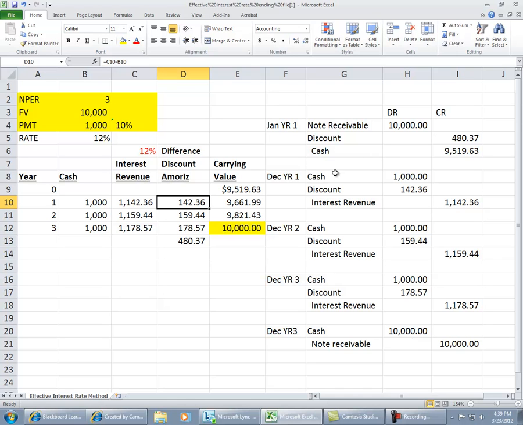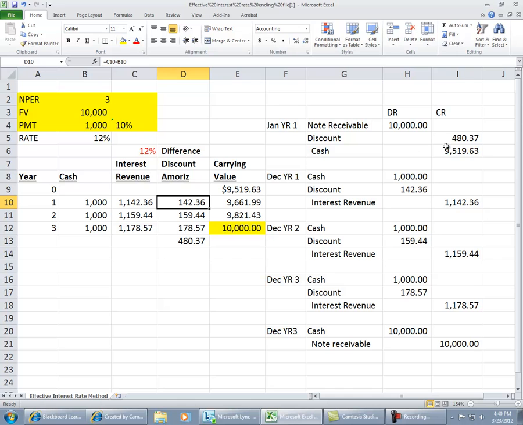So what we're doing in these entries is to record the cash payment and also to record the fact that this discount of $480 is being amortized over the life of that note, and it's turned into interest revenue gradually over the life of that note.